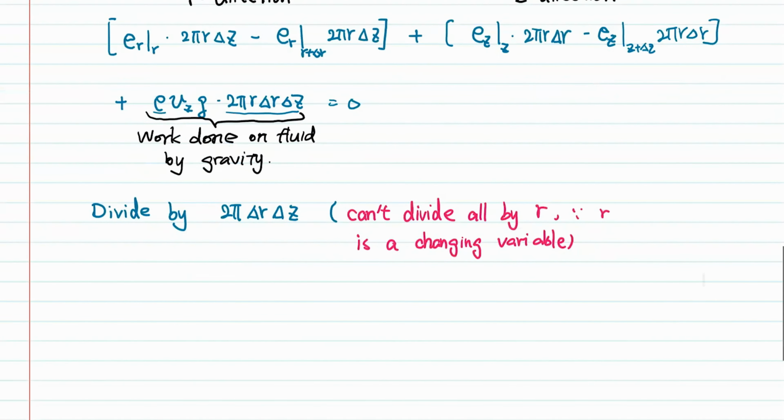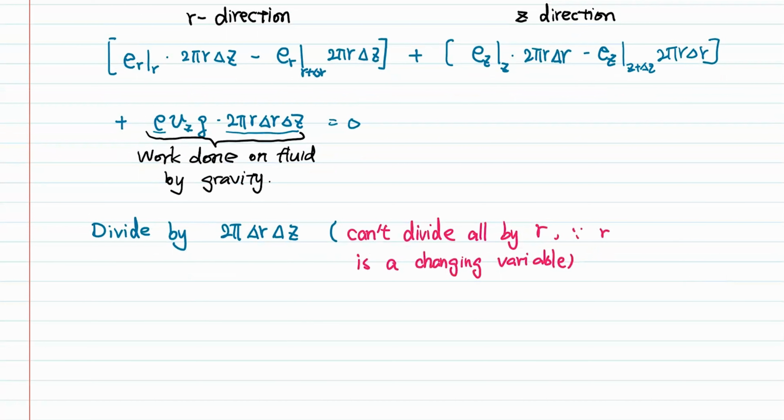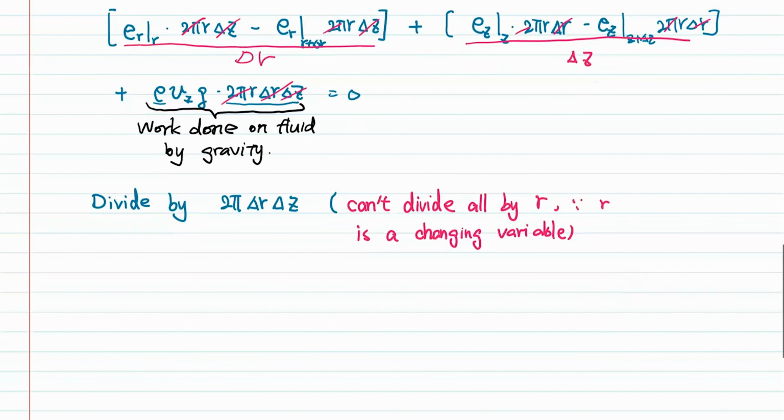Okay, and if you do that, what you get is the following. We're going to divide everything by 2 pi delta r delta z. So let's cross all that out, 2 pi delta r delta z. We're going to divide this by delta r. You're going to divide that by delta z. Okay, so what you have is the following.